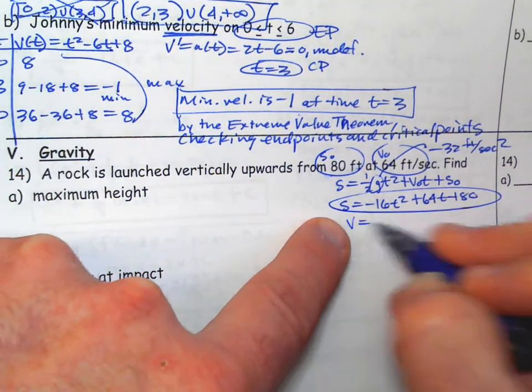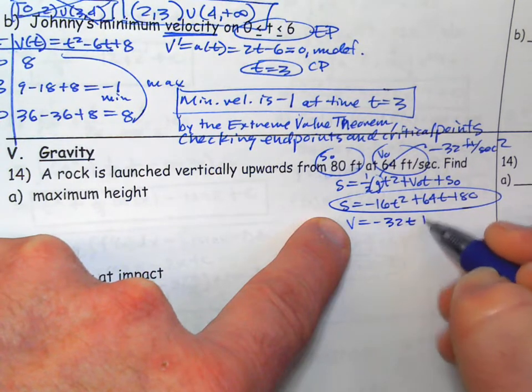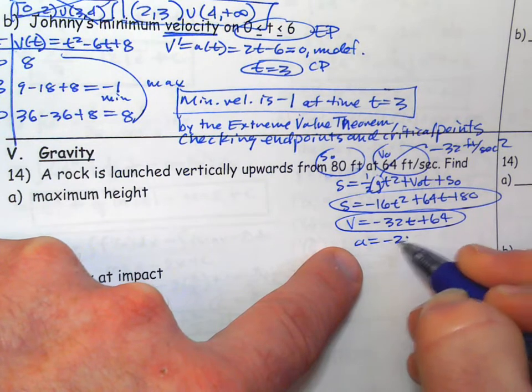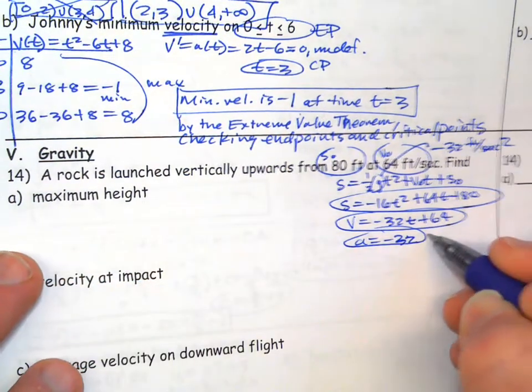Your velocity equation is going to be negative 32t plus 64. It's easy to take derivatives. And your acceleration better be, for gravity, just negative 32. And that's more of a check.